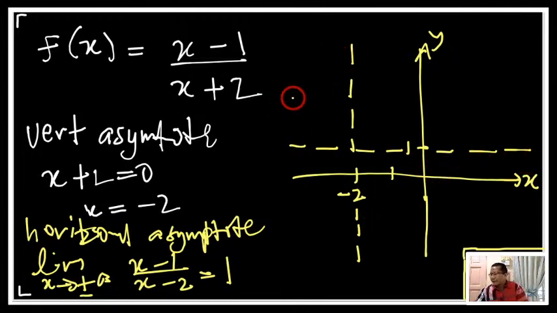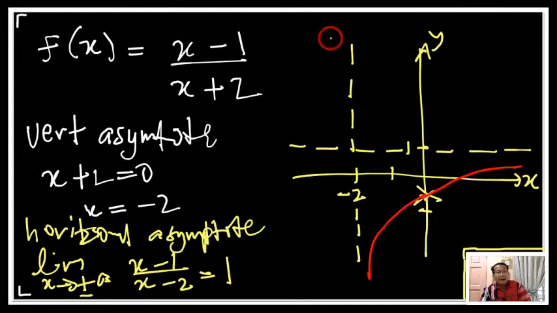Let's have a look at when x is equal to 0. X equal to 0, y is equal to minus 1 over 2. So about here, one point is here. So of course, your answer should be like this and like this. You finish. But of course, for the sake of the exam, you also need to find the increase or decrease.